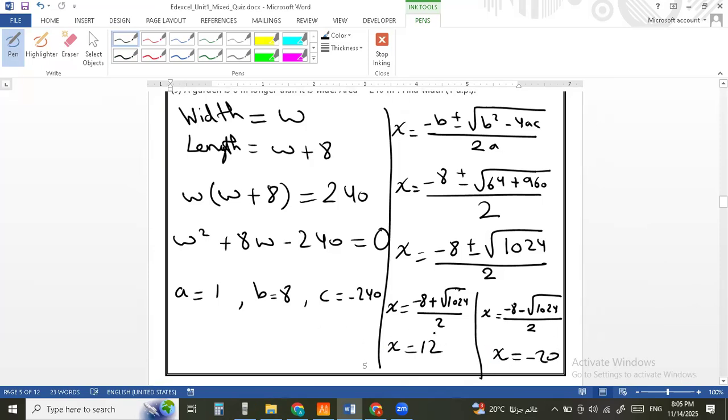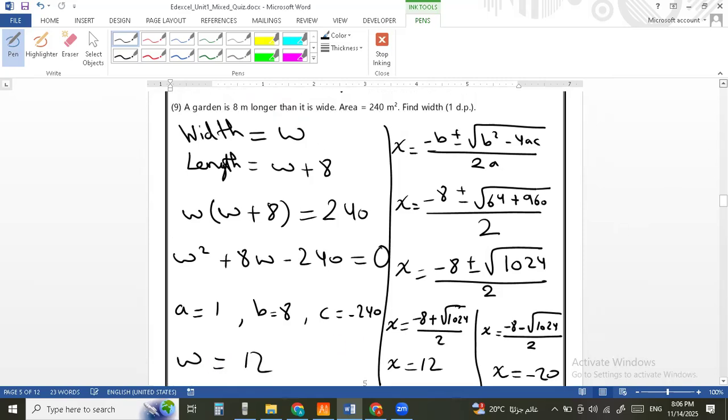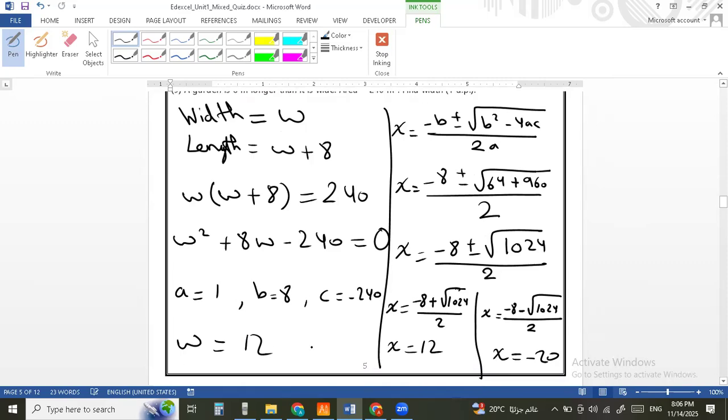No, x is only 12. This is width. This is distance. So you can never find, oh, it's -12 meters. There is no such a thing. So the length must never be negative. So W is 12. What is the unit that they were using there? Meters. So it is 12 meters.